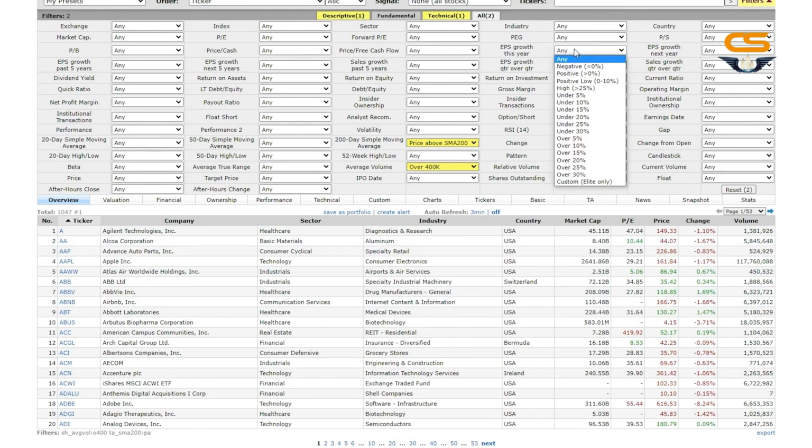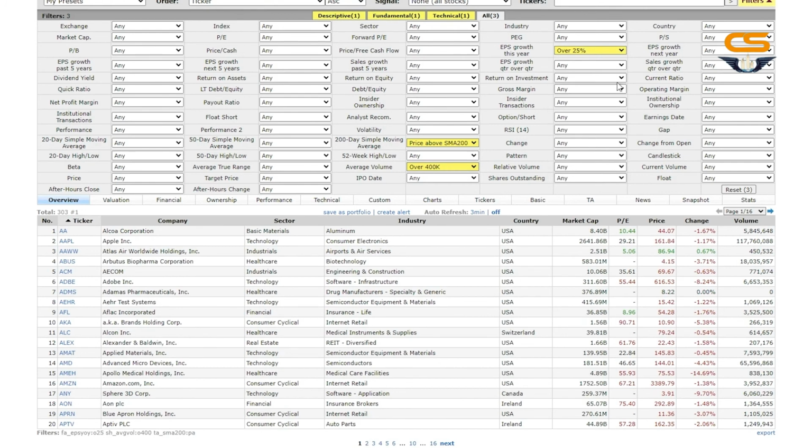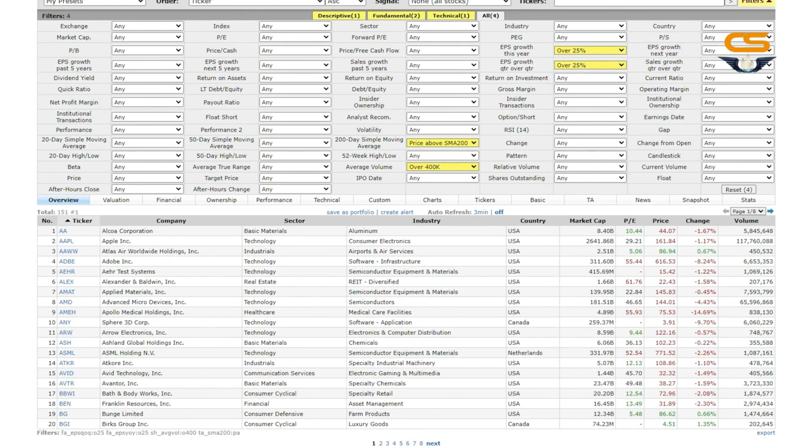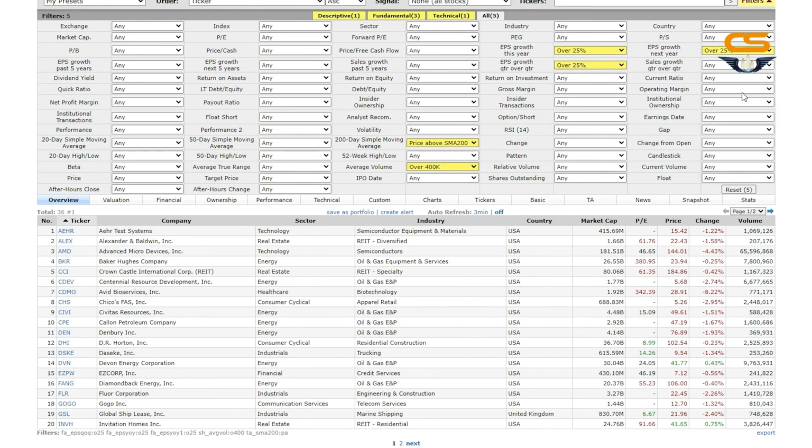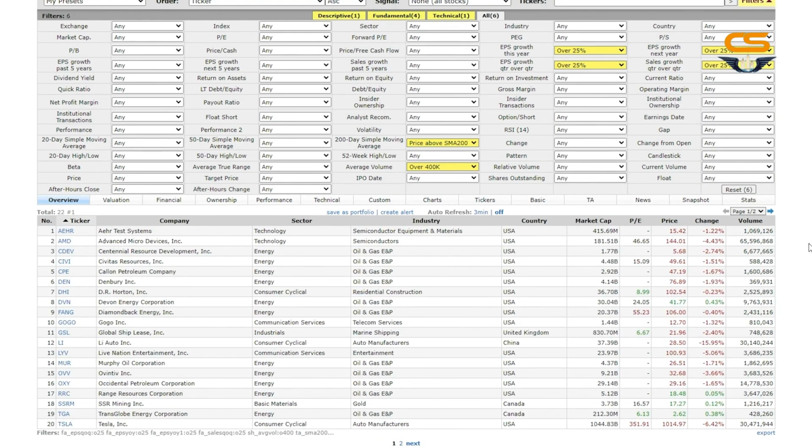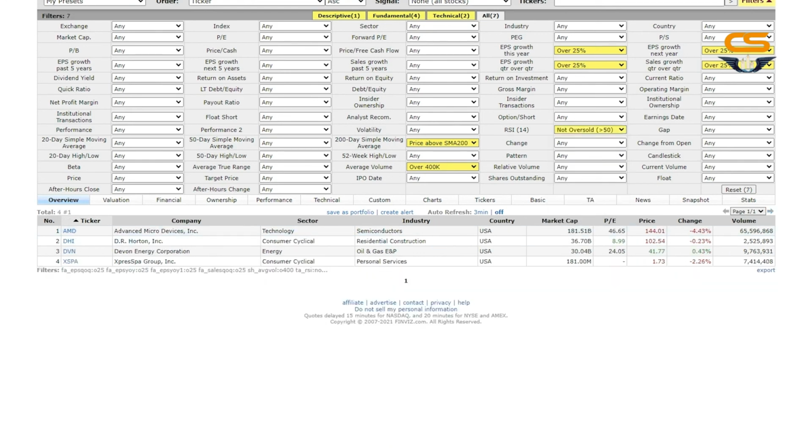We then want an EPS growth for the year to be over 25%. We also want it to be over 25% for the quarter and the next year. Then we also want sales for the quarter to be over 25%. This in itself will give us some really strong companies. Then we want companies that are not oversold with an RSI over 50. And there you go. It's gonna give you some strong companies with great earnings recently, which most of the time means they're gonna be doing really good.